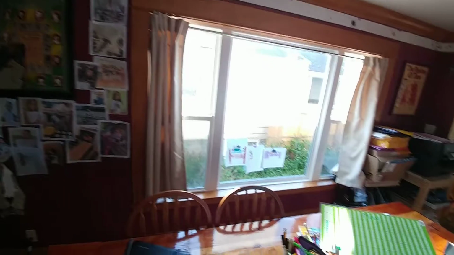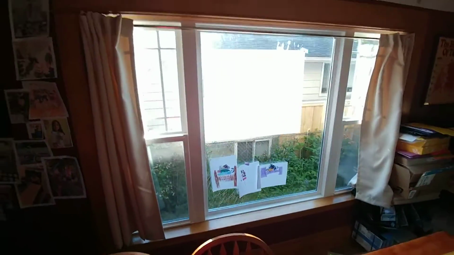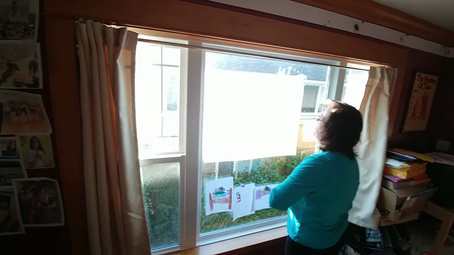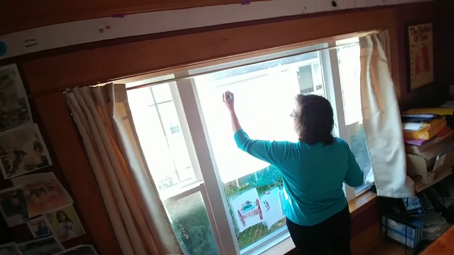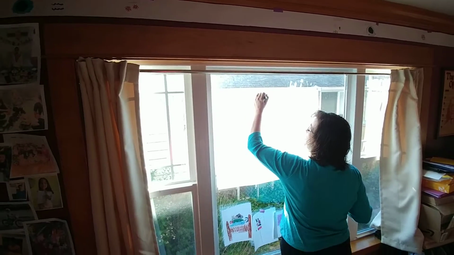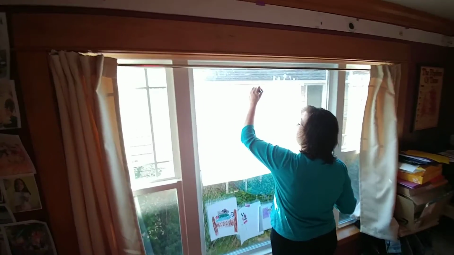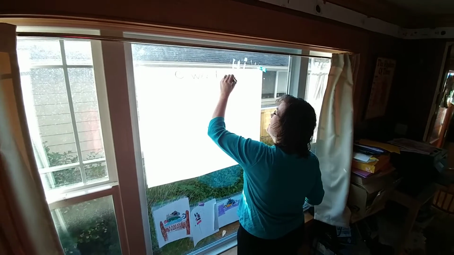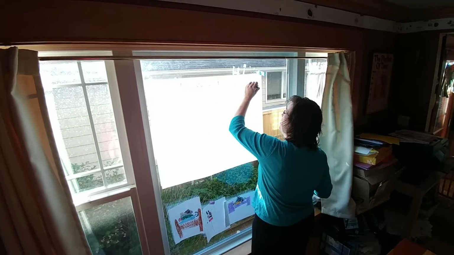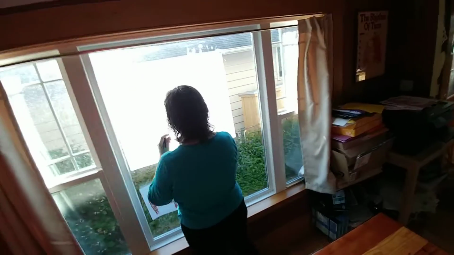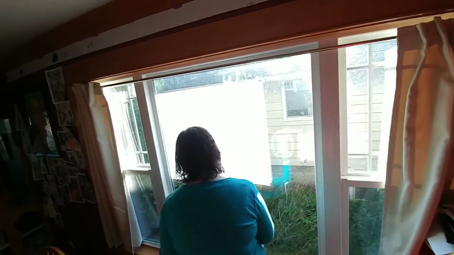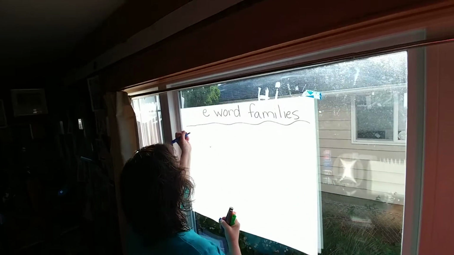E-word families. So E-word families are words, three-letter words, sometimes they're four letters, three-letter or four-letter words that have that E in the middle, that eh, my smiling vowel. E-word families. So this week I want you to be thinking about words we can put on this chart to include. The first one I'm going to put is words that end in ed.